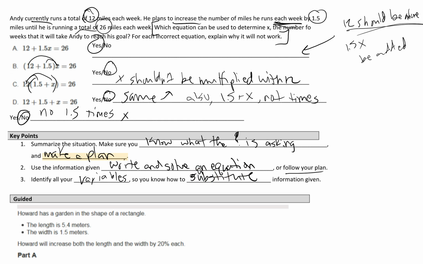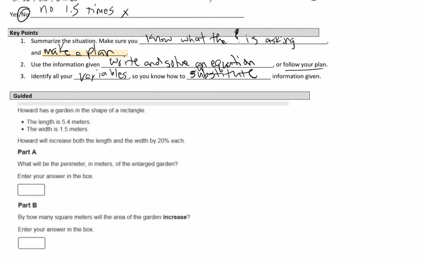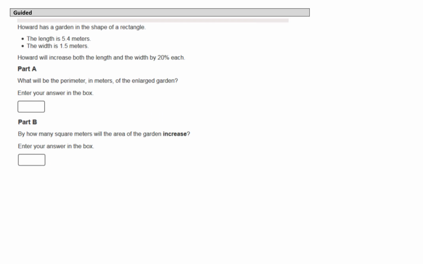So we're going to do one more guided problem and then you guys are free to work on your practice. Let's go ahead and read what we have. So Howard has a garden in the shape of a rectangle. Right away, I know there's going to be a rectangle, so I'm going to draw a rectangle. The length is 5.4 meters, so let's label. And the width is 1.5 meters.